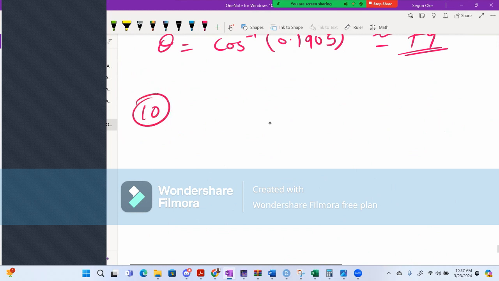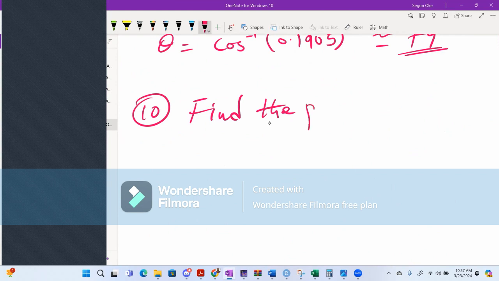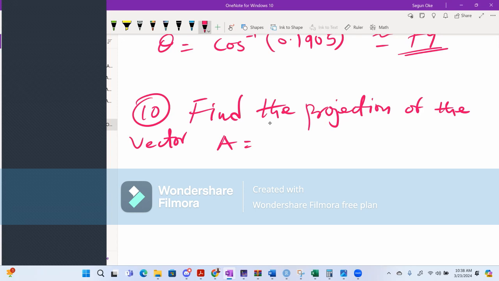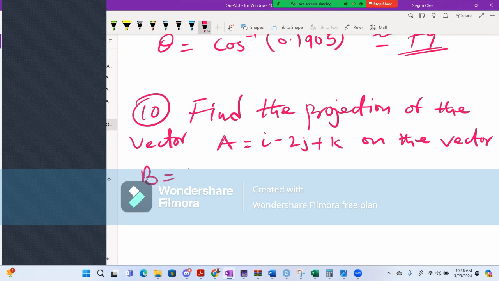Number 10. Find the projection of the vector A equals i minus 2j plus k on the vector B equals 4i minus 4j plus 7k.